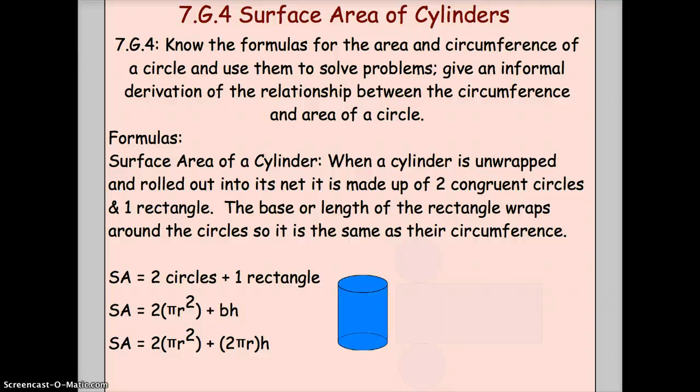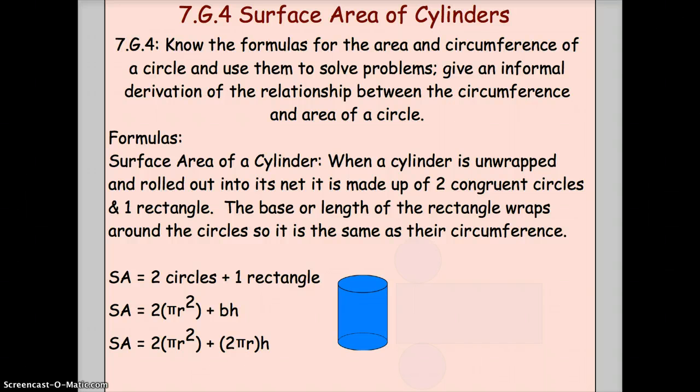Hello class, and welcome to Notes 7.G.4, Surface Area of Cylinders. Our standard today, 7.G.4, is know the formulas for area and circumference of a circle, and use them to solve problems, and give an informal derivation of the relationship between circumference and area of a circle.